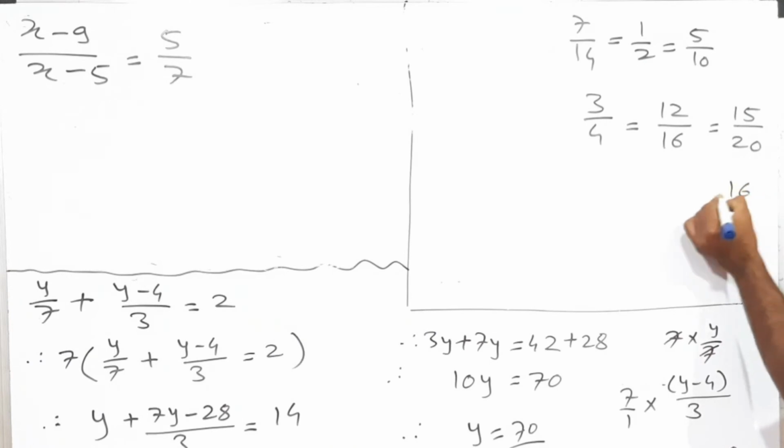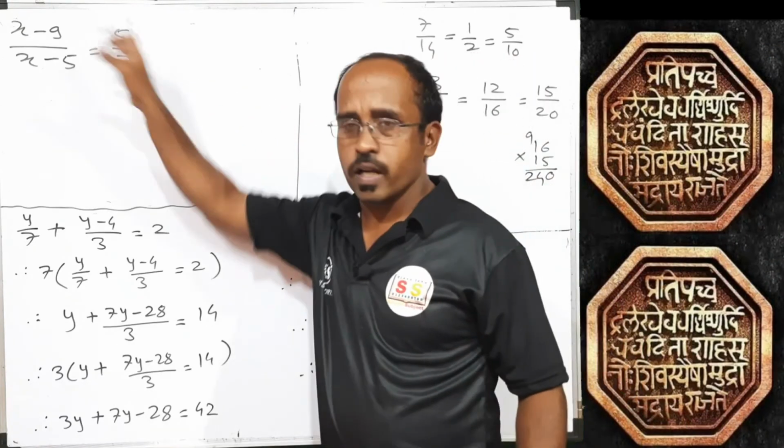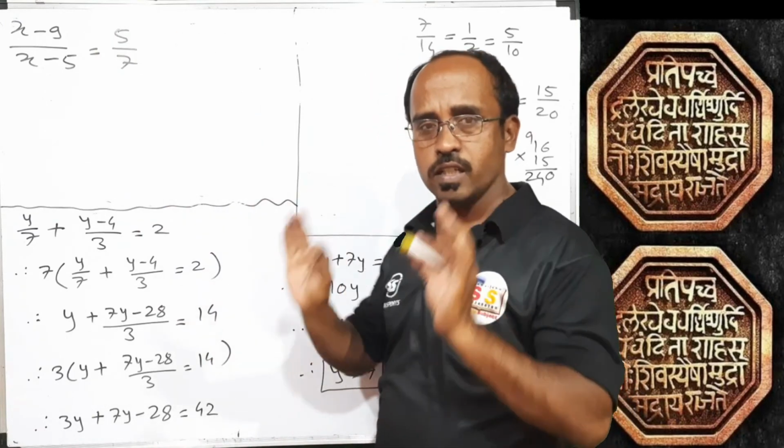See, 16 multiplied by 15. 15 6s are 90, 9 is the carry. 15 1s are 15, plus 9, 24. Means these two are equivalent fractions, equal fractions. Their cross multiplication is equal.